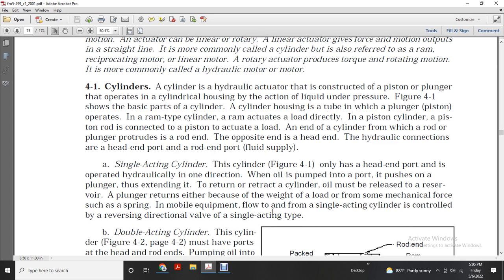Single-acting cylinder. The cylinder in Figure 4.1 only has a head end port and is operated hydraulically in one direction. The oil pumped into the port pushes on a plunger, extending it. To return and retract the cylinder, oil must be released to the reservoir. The plunger returns either because of the weight of the load or from some mechanical force such as a spring. On mobile equipment, flow to and from a single-acting cylinder is controlled by a directional control valve of the single-acting type.